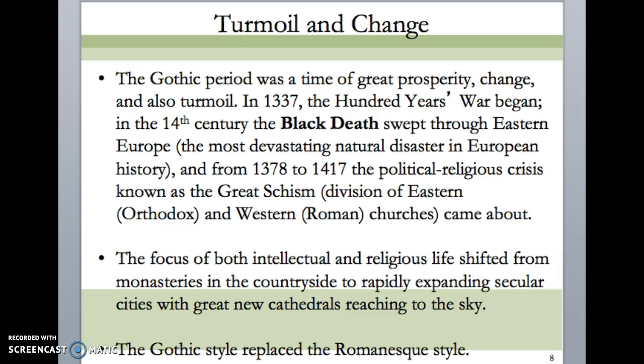Also at the bottom of this screen it says the Gothic style replaced the Romanesque style. So what innovations did Gothic architects make? How are Gothic cathedrals different from Romanesque cathedrals? What innovations did architects make, and how does the look and also the feeling of being inside of a Gothic cathedral differ from being inside of a Romanesque cathedral? I want you to think about that as well.